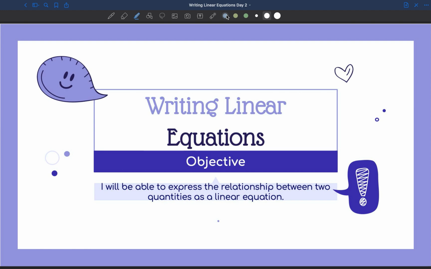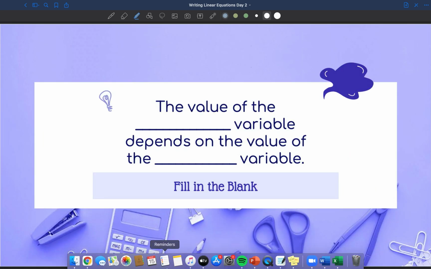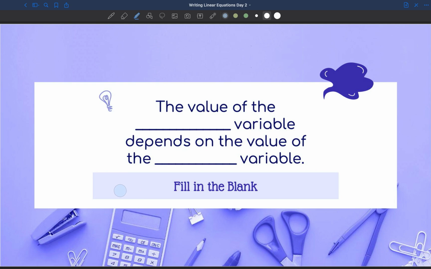For today, we are having a day 2 of writing linear equations. Our objective is I will be able to express the relationship between two quantities as a linear equation. Looking at our fill in the blank, it says the value of the blank variable depends on the value of the blank variable. So we're listing out two words to fill in.